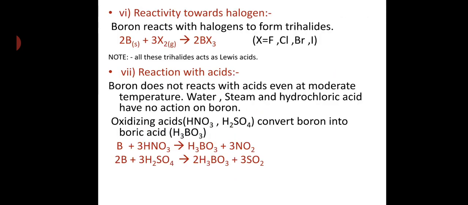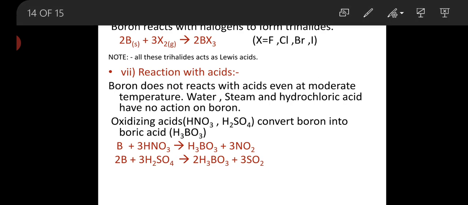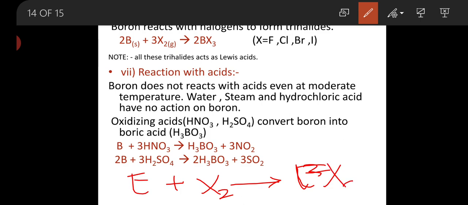Now the next property of boron is the reaction towards the halogens. As we explained in the general chemical properties of group 13, the group 13 element E reacts with the halogens X2 to form EX3 molecules. How it is formed, we have explained in the previous concept. The same concept is repeated for boron also.